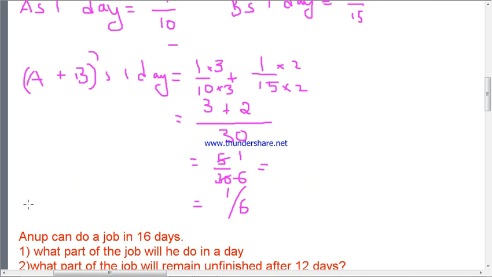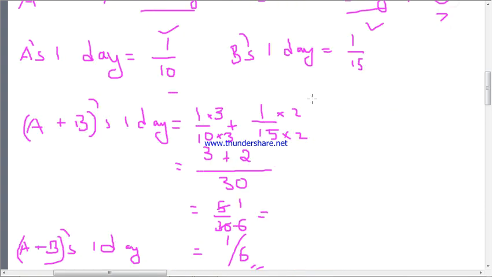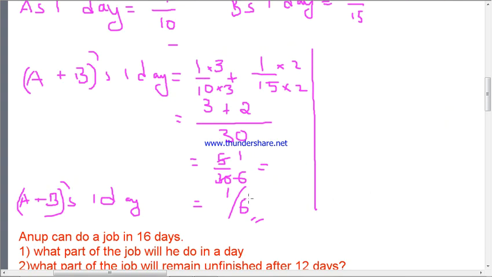So A plus B's 1 day work is 1 by 6. Now in how many days will they complete the work? It's very easy. You just simply need to reciprocate this. So A plus B can complete the work after getting A plus B's 1 day work. They can complete it in 6 by 1, which will become 6 days.